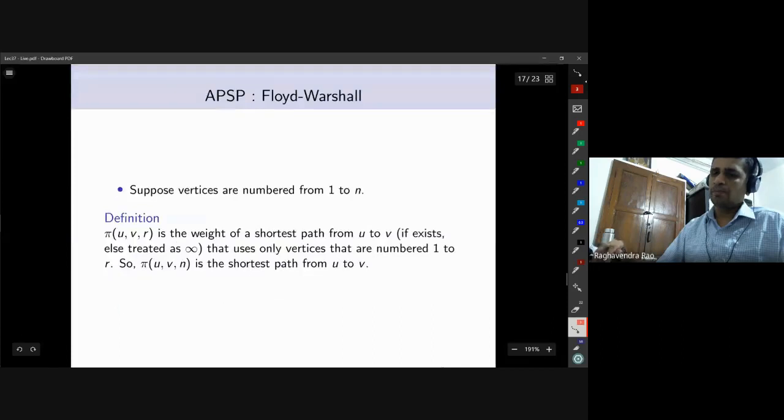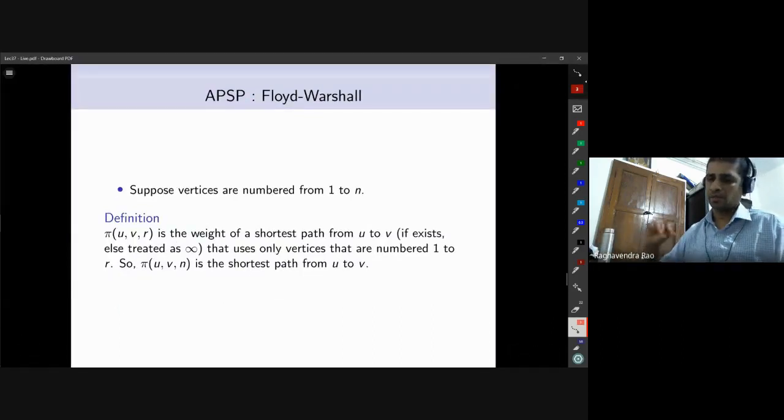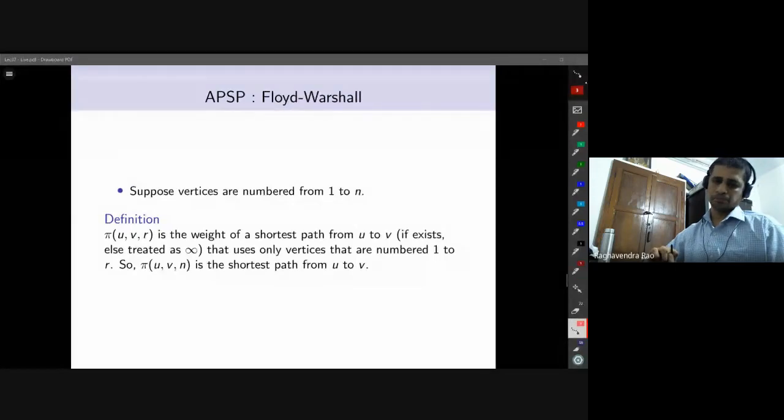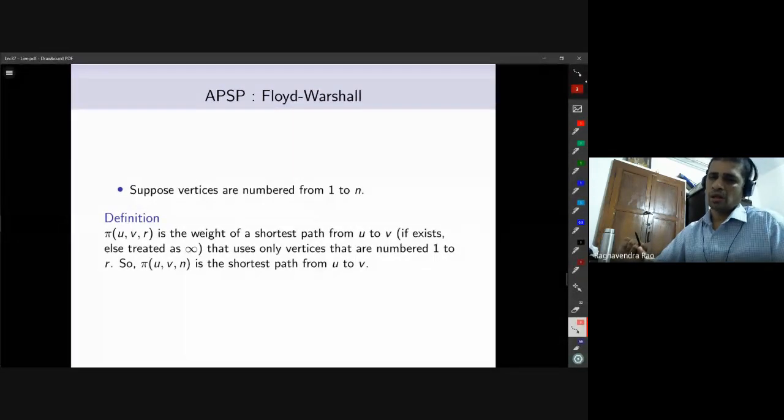But the interesting thing is the dynamic programming formulation. It's a completely different formulation. It's also a generally used kind of recursive structure for shortest paths, let alone all pair shortest paths. So I'll just state the algorithm. I'll not prove the correctness and so on. I'll just state the recursive formulation and state the algorithm.